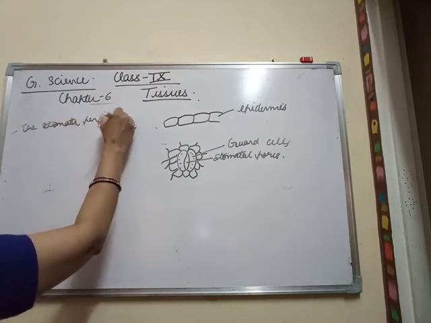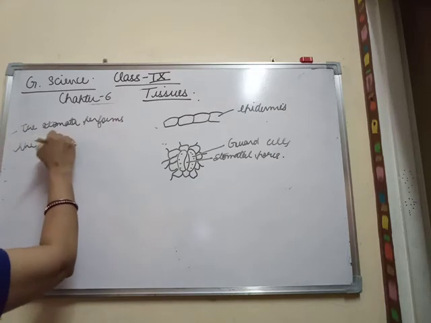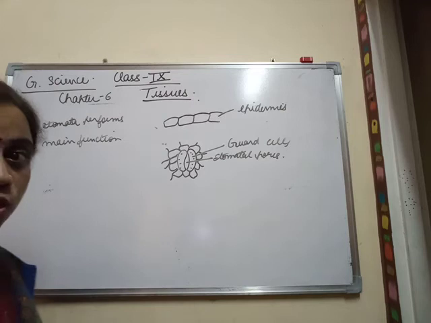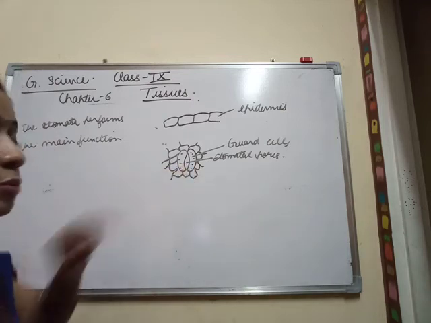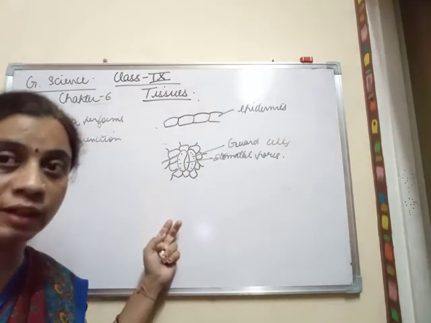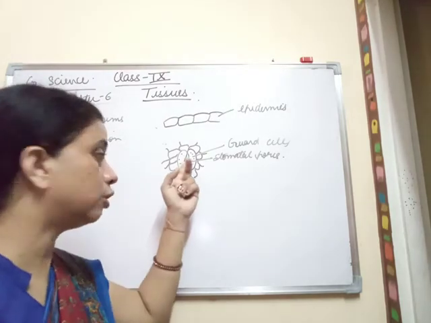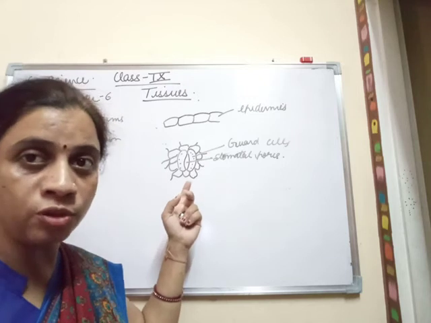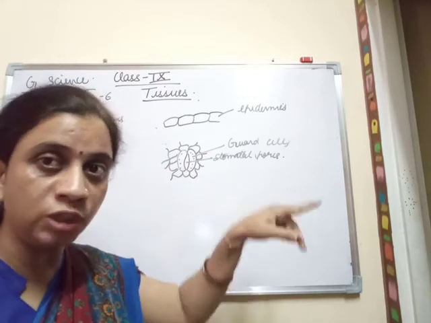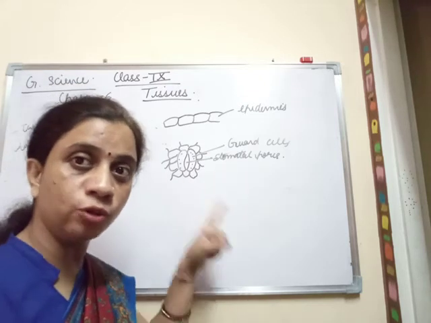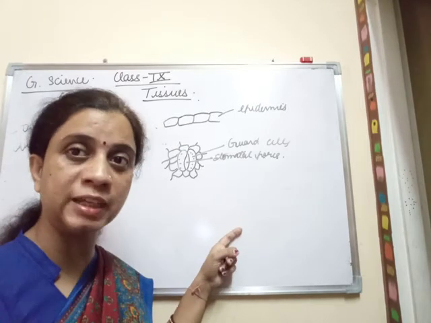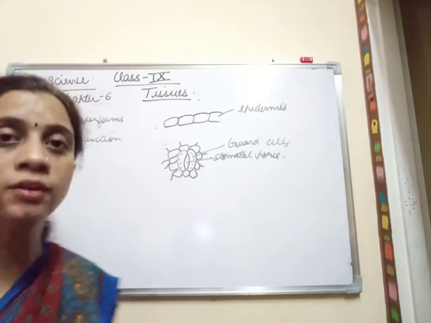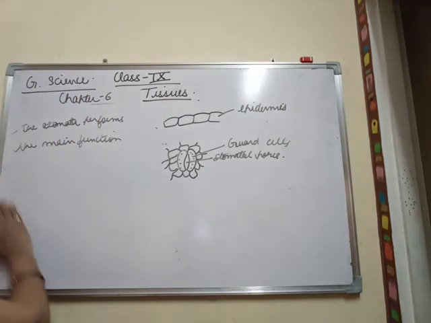performs the main function of exchange of gases, because the pore is present. So during photosynthesis, that is during the daytime, the carbon dioxide is absorbed from the atmosphere through these pores, and oxygen is given out through these pores. And during the night time, when photosynthesis is not taking place and respiration is taking place, then what happens? Oxygen is absorbed through these pores and carbon dioxide is given out.